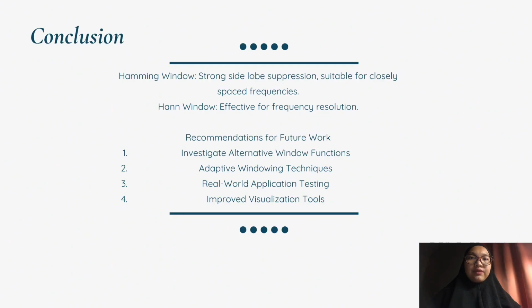For the recommendation for future work, we can investigate alternative window functions, where we can explore Blackman and Kaiser windows for different trade-offs. We can develop adaptive windowing techniques to adapt the window choice based on signal characteristics. We can do real world application testing, which is to test Hamming and Han windows with real signals like audio and biomedical data. And the last one is to improve visualization tools, creating interactive tools to illustrate trade-offs between key metrics. Addressing these areas can extend the capabilities of windowing techniques for a wider range of digital signal processing applications.